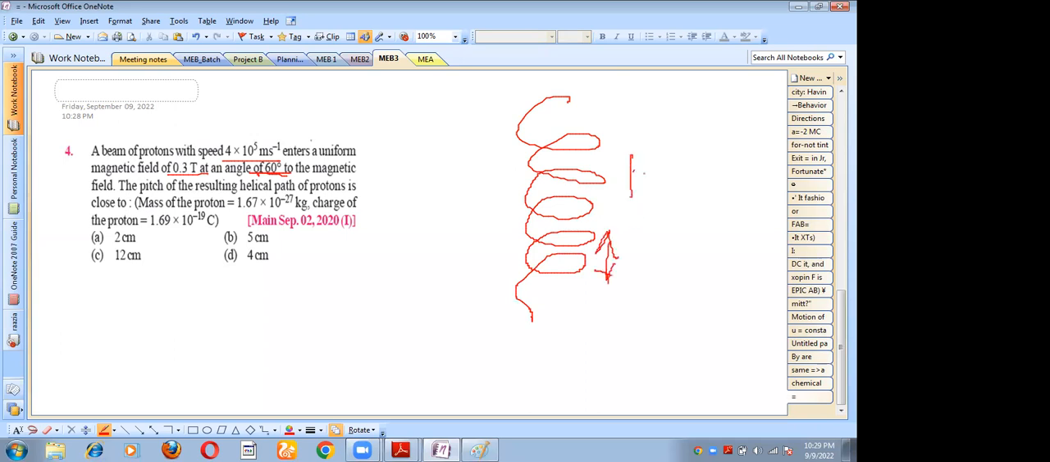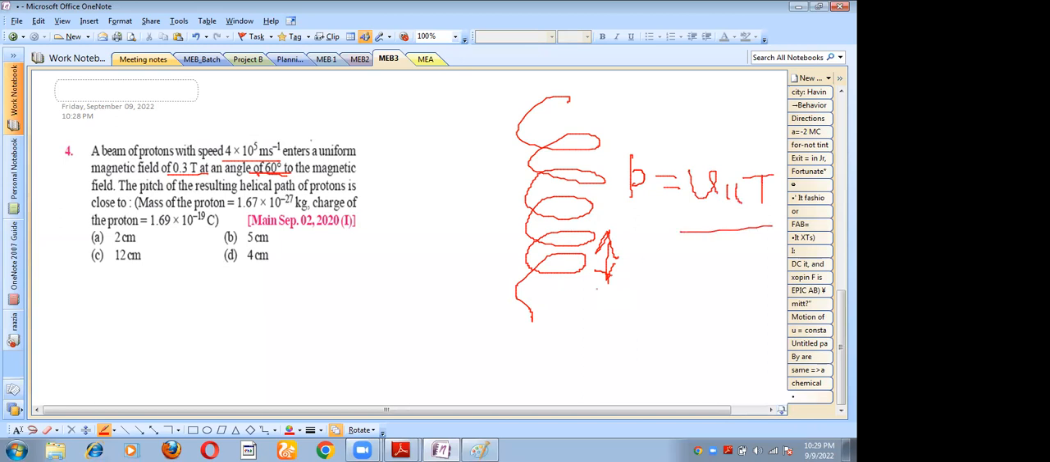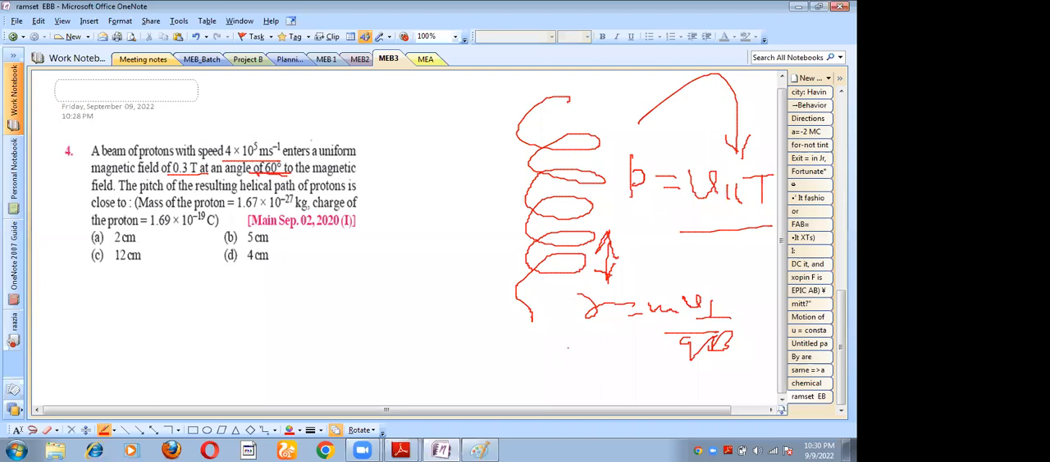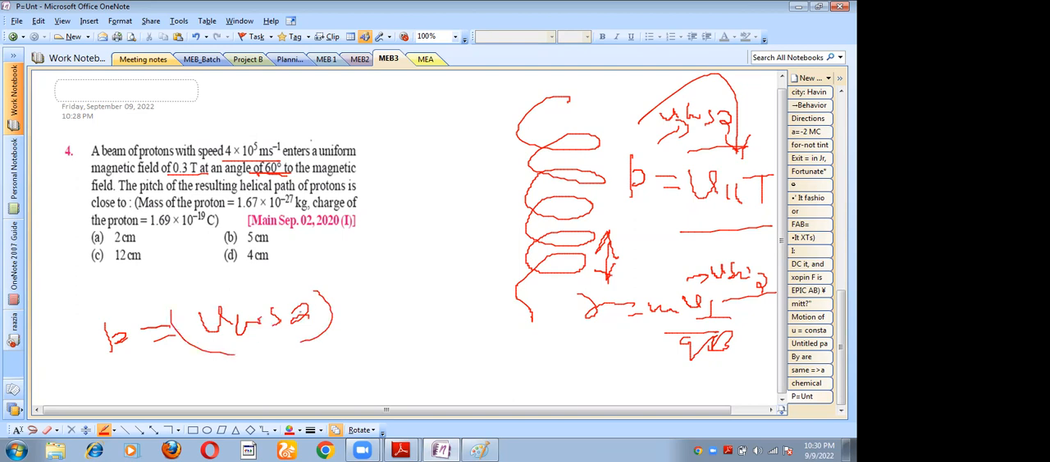So how will we calculate pitch? Pitch is calculated as V parallel into time period. For radius, we take the formula with V perpendicular, and for calculation of P, P for pitch, P for parallel. So for calculation of P, we take the parallel component, right? In the perpendicular component, the V sin theta component comes, and in the parallel component, the V cos theta component comes. So to find the pitch, we will take V cos theta into time period.